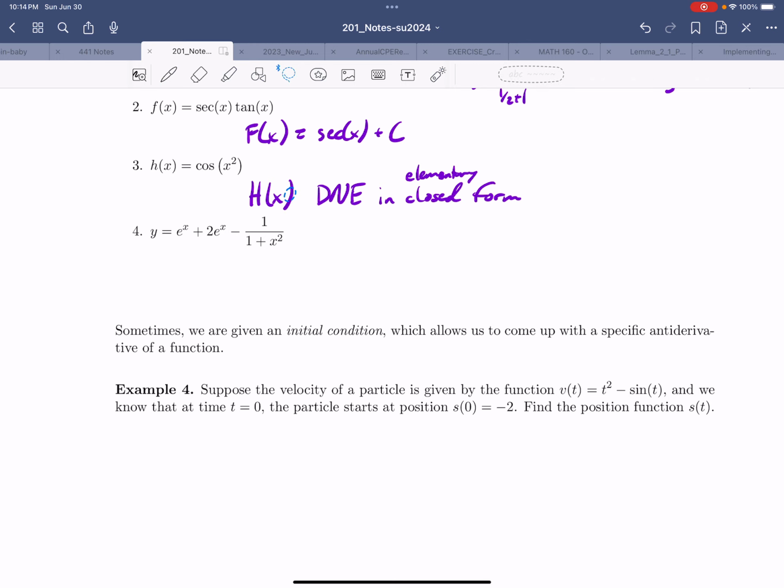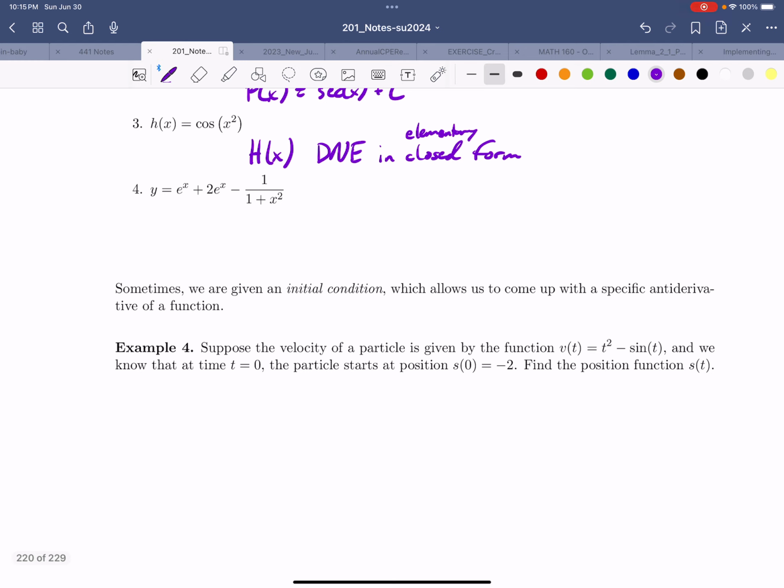You can plug it into Mathematica. It'll tell you it doesn't exist. And I would never give you a problem like this. But I just want to point out that this is an example of how antidifferentiation can go awry. Something pretty basic, turns out, doesn't exist.